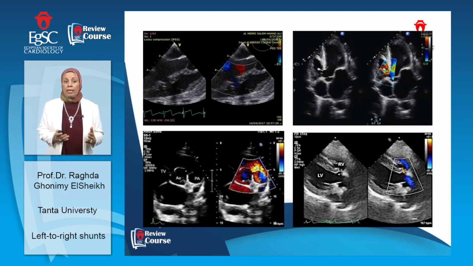Correlating the previous slide with the echo. In the upper left panel, we found the mid-muscular VSD. The upper right is the perimembranous VSD. The lower left is the subpulmonic VSD, and the lower right is the subaortic VSD. The subpulmonic and subaortic can be found in the same person if the defect is a little bit large, which is called a doubly committed or subarterial VSD.